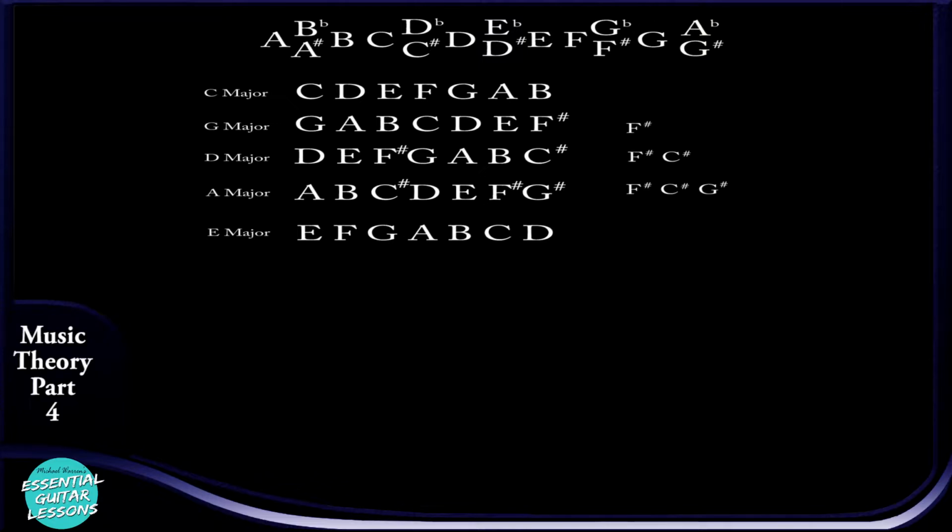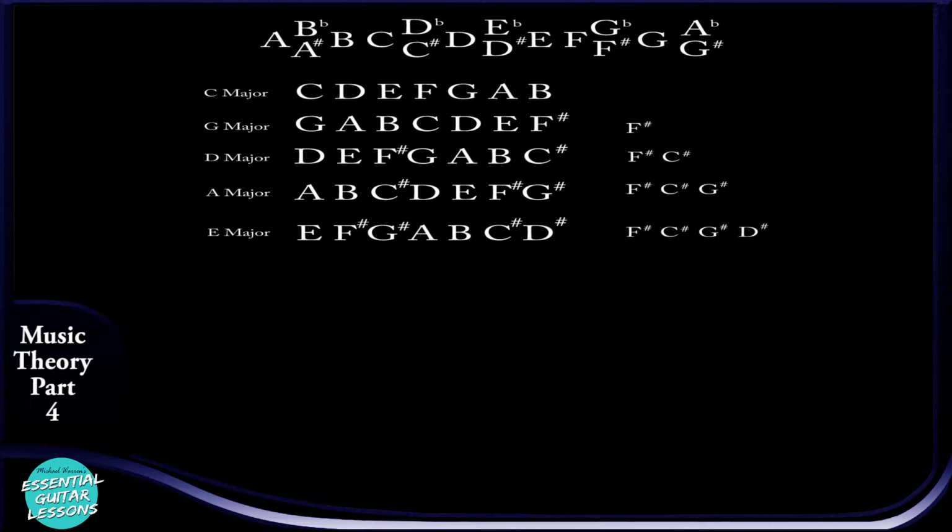Bring down the sharps from the previous scale. So we have the F sharp, we have the C sharp and we have the G sharp. We bring them down from the scale we just did. And then the new sharp is the 7th note, so it's a D sharp. So it's pretty easy. So the E major scale has F sharp, C sharp, G sharp, and now a D sharp there.